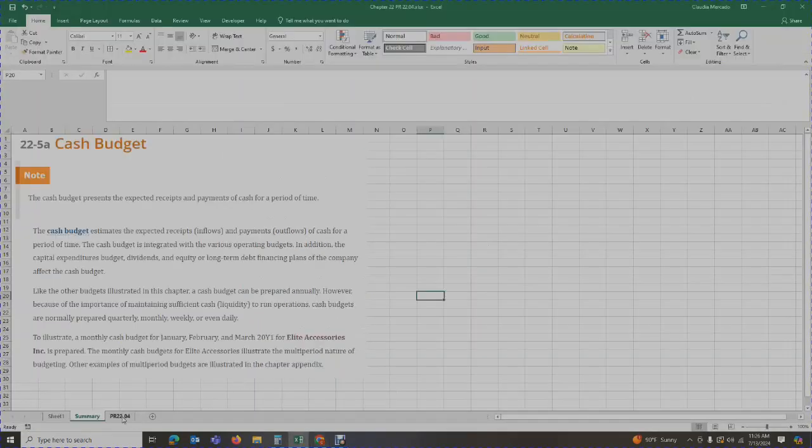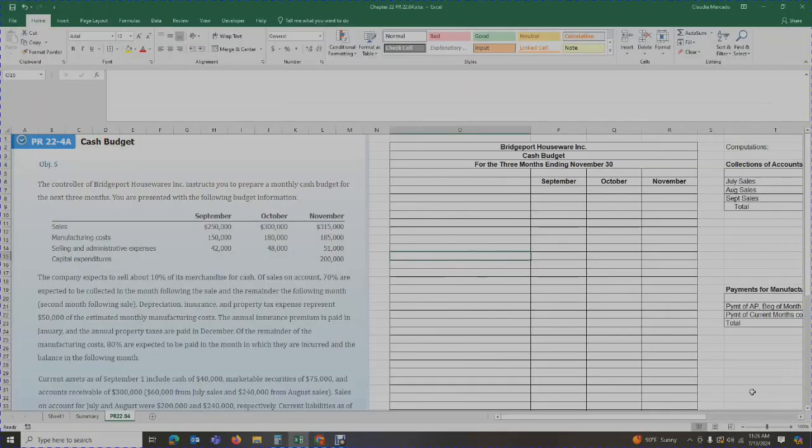Okay, so now I am going to start working on the actual budget. I've already set it up for you. We've got Bridgeport Housewares. This is the cash budget for the 3 months ending November the 30th. So we're going to be doing September, October, and November. We're going to begin with the money coming into the business.